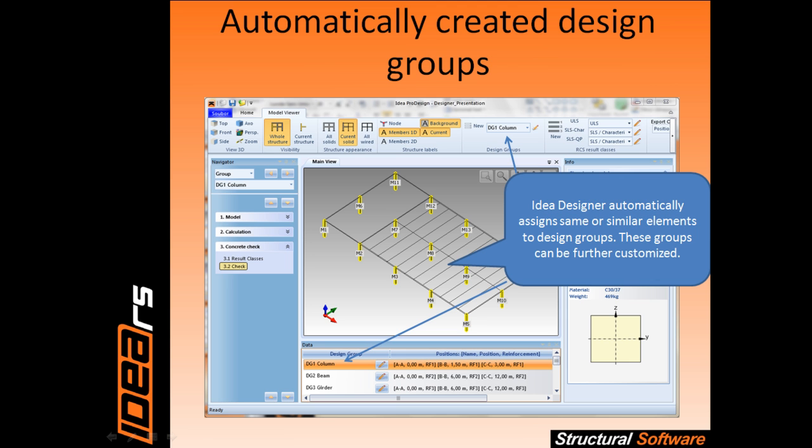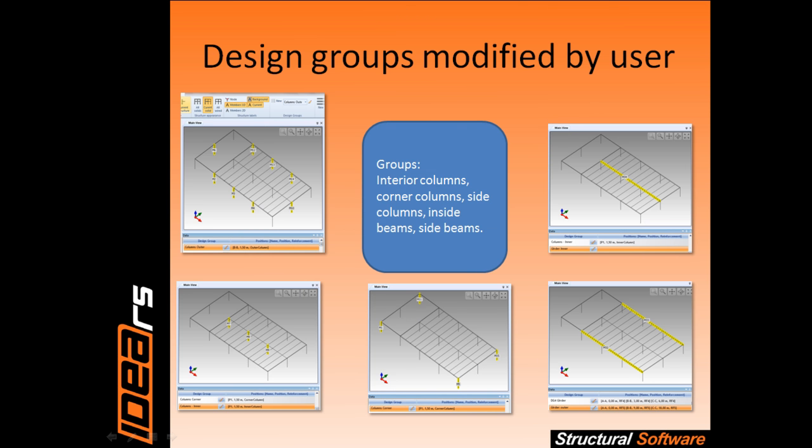A key added value of IDEA Designer is the introduction of the design group concept. Designer, structural engineer, decides how to design the structure and which elements will be dimensioned equally. He works with only one element of the group, the one which is loaded by the worst combination of internal forces. Preliminary sorting into groups is done automatically. Groups can be freely edited, changed, or new ones can be added.